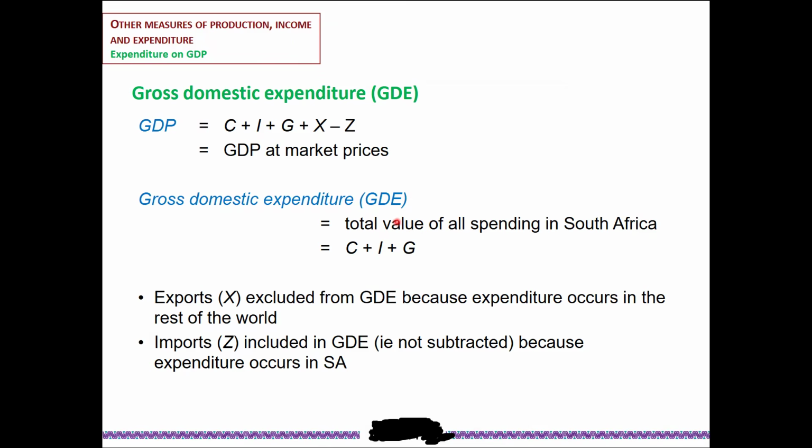So they're saying that exports are excluded in the GDE because the expenditure occurs in the rest of the world, while imports are included in the GDE because the expenditure occurs in SA. So you have to know how to calculate GDE. You just say C plus I plus G. You don't include exports and imports. But for GDP, you include exports and imports.